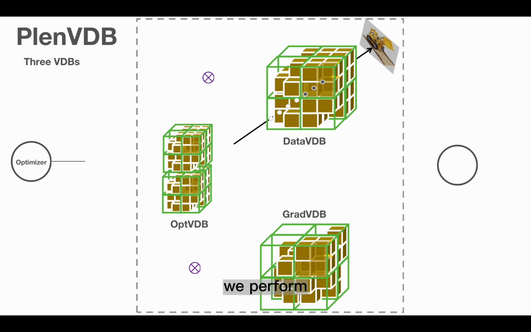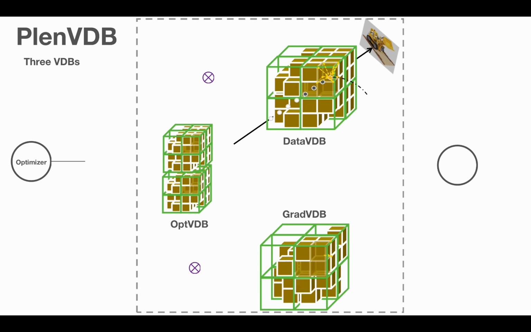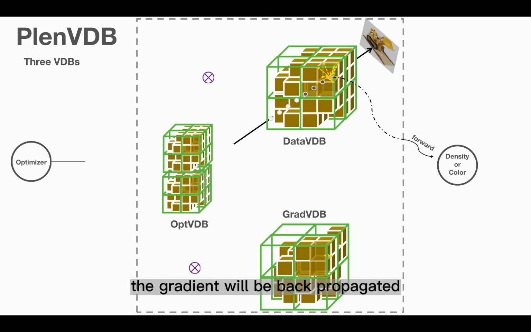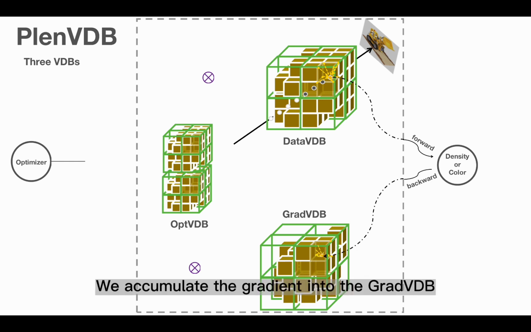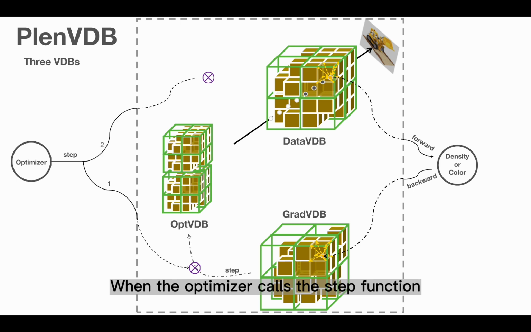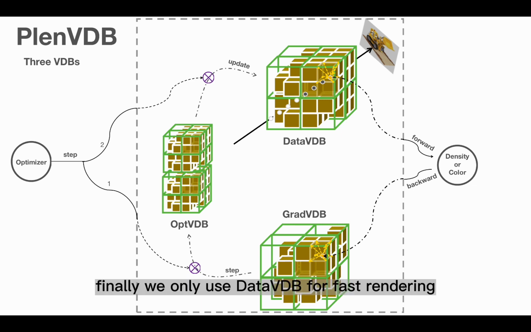Given a coordinate, we perform trilinear interpolation to query the value in the data VDB. Then calculated by volume rendering and loss function, the gradient will be back-propagated. We accumulate the gradient into the grad VDB. When the optimizer calls the step function, we utilize the intermediate op VDB to update the data VDB. Finally, we only use data VDB for fast rendering. Since VDB is fast to access neighbor values, we are able to perform fast trilinear interpolation and accelerate training stage.